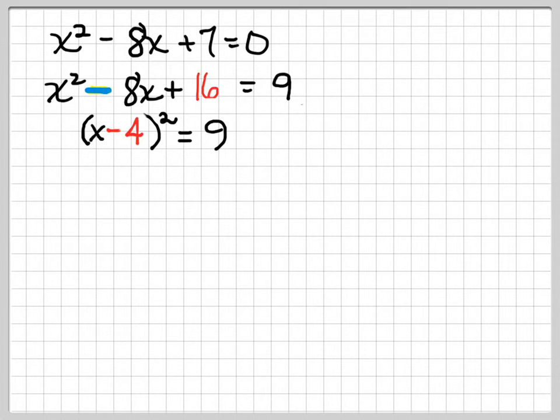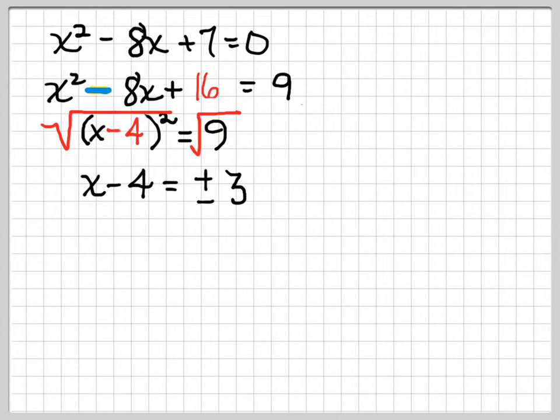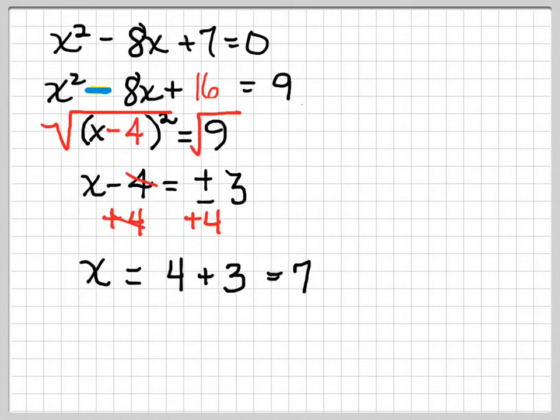And now we're going to solve this. To undo this square, right here, we're going to take the square root. And we're going to get plus or minus 3. We're going to add 4 to both sides. And we're going to get 4 plus 3 and 4 minus 3. Those are our answers. Let's do a few more. Takes a while to get used to this.